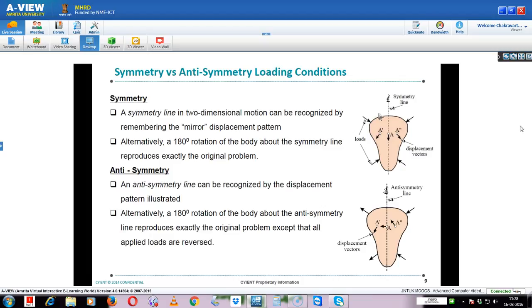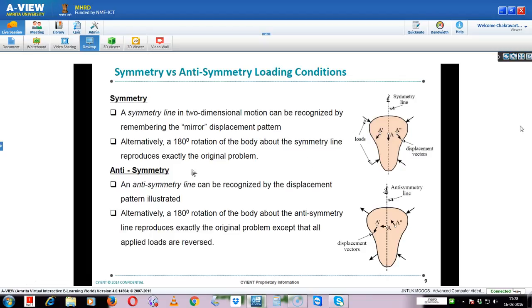Okay, so if you take this geometry, if you take this line, so this part is perfectly mirror symmetry of this part. And also alternatively, a 180 degrees rotation of the body about symmetry line produces exactly the original problem. So if you try to rotate this component 180 degrees in this direction about this line, it will exactly compensate at this location. So this is also defined as a symmetry.